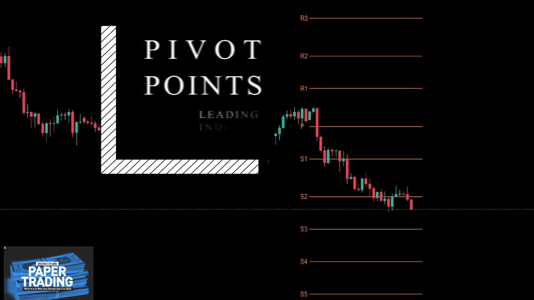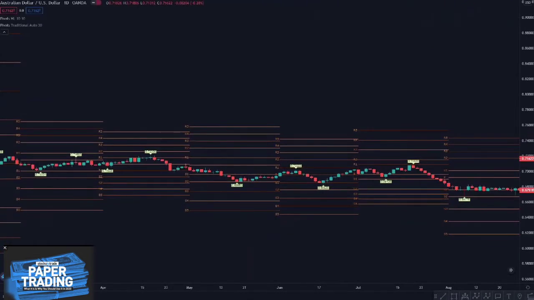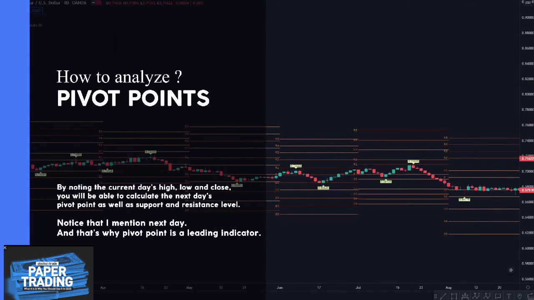Pivot points are leading indicators. They are levels which are used by floor traders to determine the trend of the market and potential support and resistance levels. By noting the current day's high, low and close, you will be able to calculate the next day's pivot point as well as support and resistance levels. Notice that I mentioned next day. And that's why pivot point is a leading indicator.